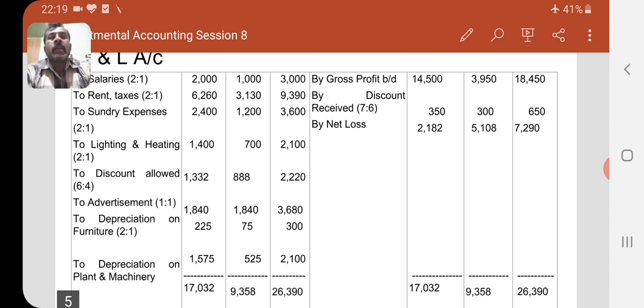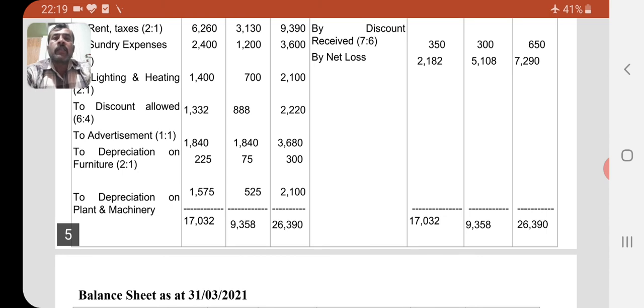And depreciation. The depreciation on furniture is stated in the problem as 10%. The furniture account contains the balance of rupees 3,000. So on that 3,000, 10% depreciation is provided. So the amount of depreciation is 300 rupees. That should be allocated between the departments in the ratio of 3:1. On the basis of 3:1, that is going to be allocated, that is 225 and 75.